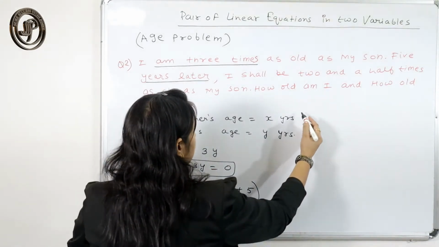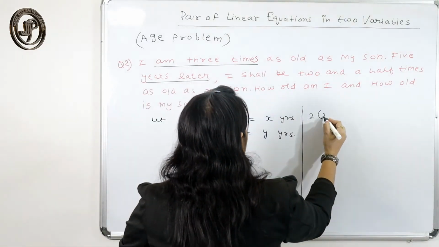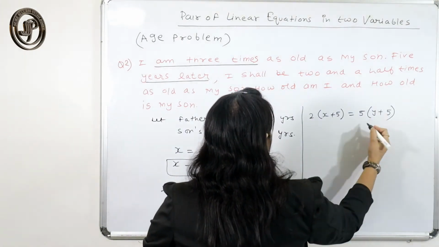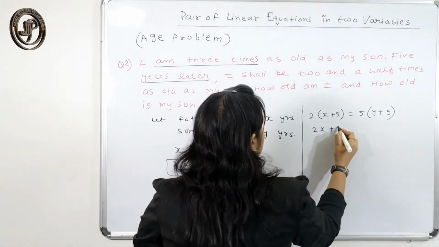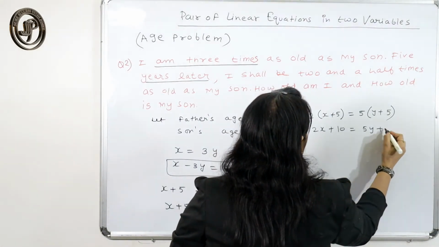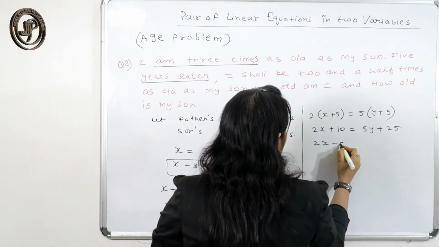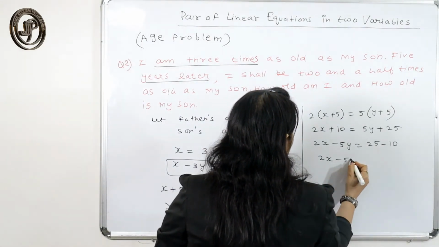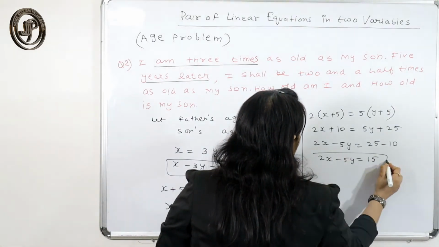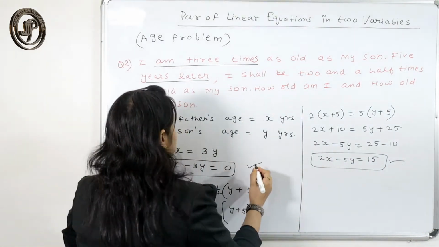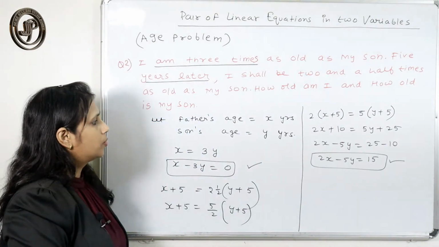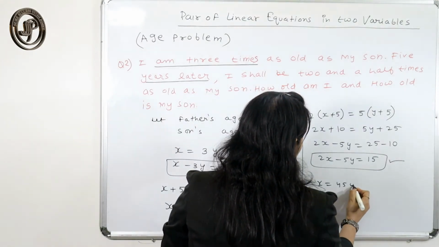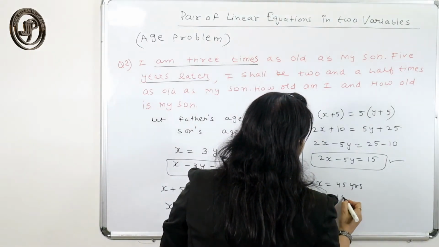Now when 2 goes to that side, this becomes 2x plus 10, 5y plus 25. So 2x minus 5y equals 25 minus 10, 2x minus 5y equals 15. This is the second equation. This is the first equation. Now you can solve these two equations. When you solve, you get the value of x as 45 and y is 15 years.